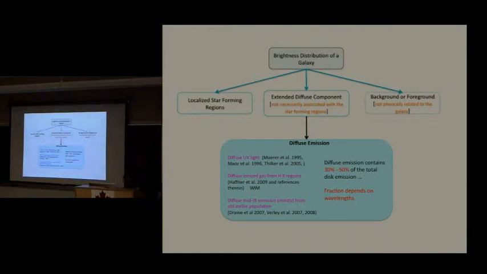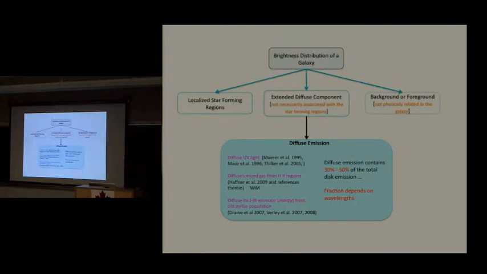Now, whether or not the sauce has a connection with the meatballs, that's the issue. That's the thing that I want to focus on for this presentation. Now, this diffuse component exists in all bands that we use for tracing star formation rate, starting from ultraviolet to optical nebular line emission to mid-infrared.